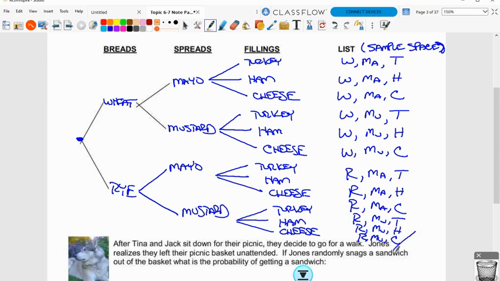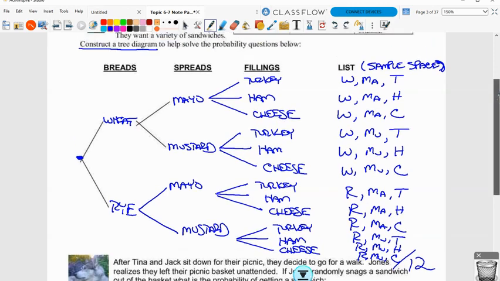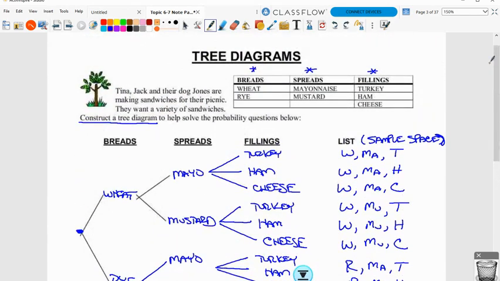At the bottom of my list, I always like to count them up so that I know how many possible sandwiches there would be. I count them up, 1, 2, 3, 4, 5, 6, 7, 8, 9, 10, 11, 12 different sandwiches we would be able to make with these ingredients. Okay, so this is your tree diagram and the sample space for the ingredients that they listed in this table.